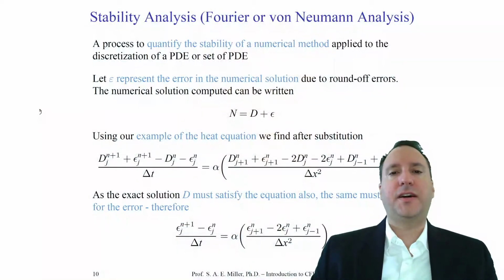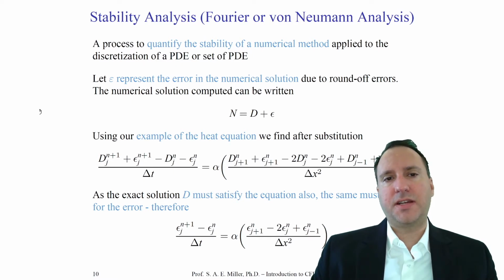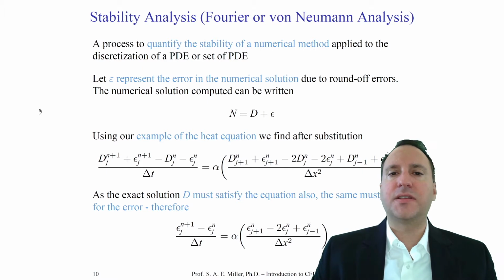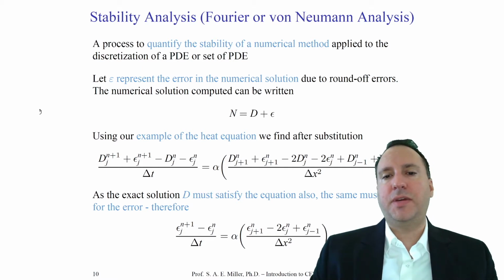The von Neumann analysis represents a quantification of the stability of a numerical method applied to some particular discretization scheme for a partial differential equation or set of partial differential equations. The bottom line is, if we take a PDE and discretize it and write it as a numerical method that can advance, we should be able to try and assess its stability.